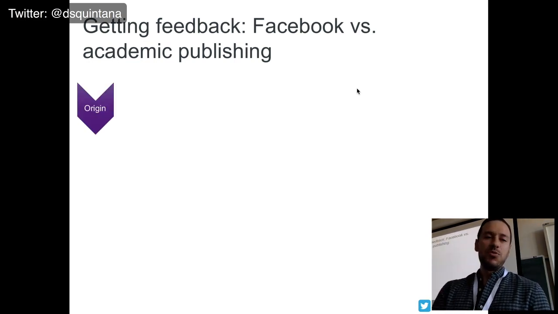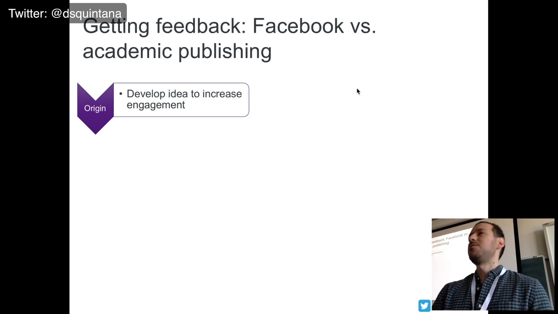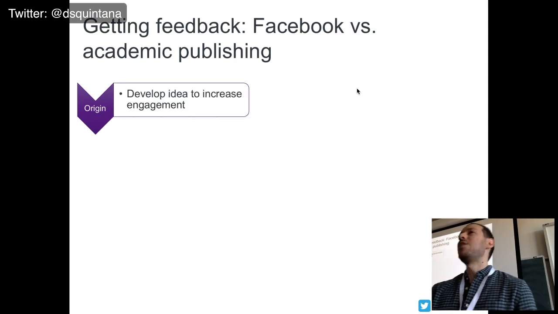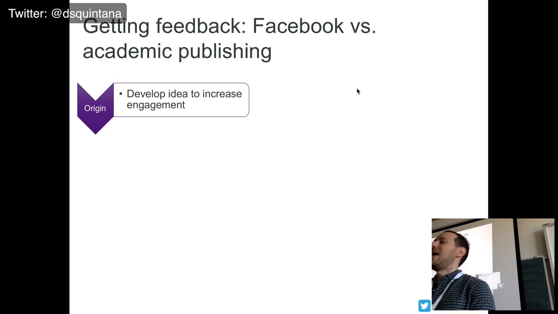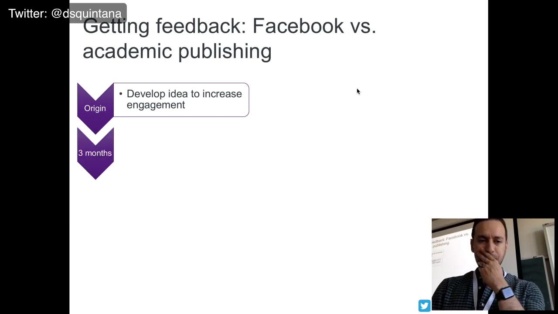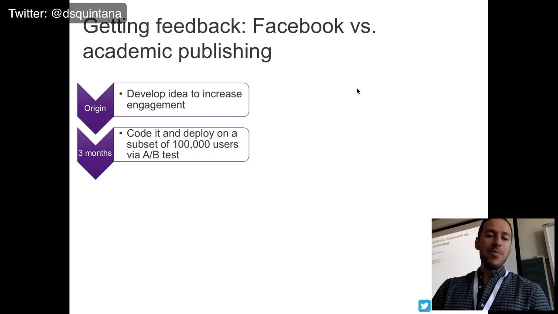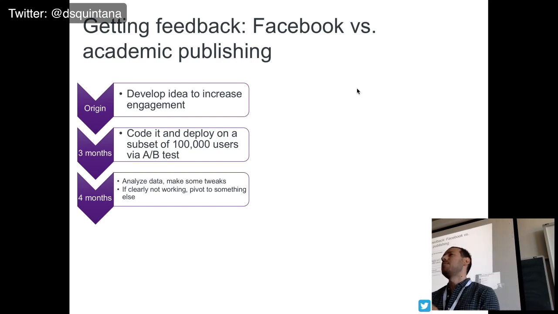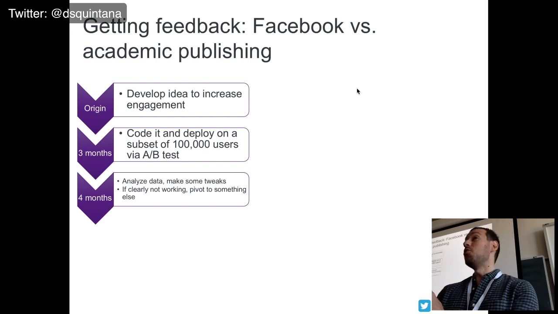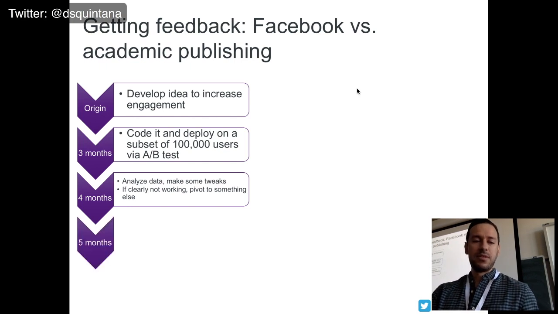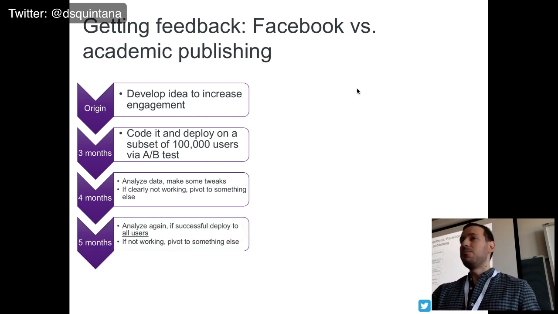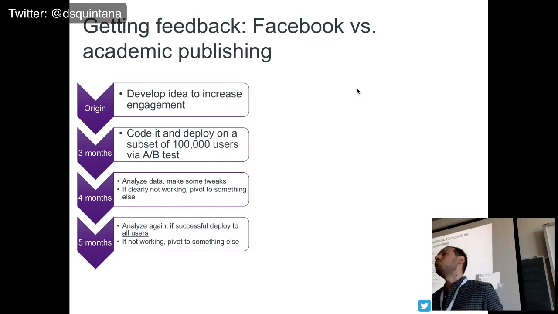When it comes to Facebook, when you actually get feedback, someone at Facebook develops an idea. Maybe they want to increase engagement. And that's Facebook's bottom line. How long can you be staring at your phone? And then what they'll do is they'll basically do, say, an A/B test. They'll do an experiment and test it on maybe 100,000 users, or test it on a country like New Zealand or something. And then they'll get the feedback and they'll analyze the data, make some tweaks, and make some changes. If it's not working, they'll pivot to something else. And if it's working, they'll deploy it to all users. And so this process is really, really quick. It might happen over the course of, say, 5 months.